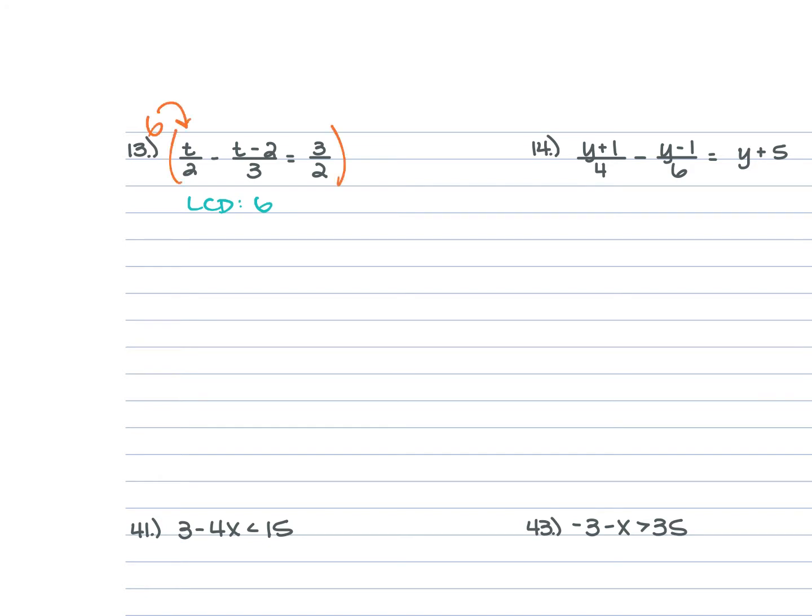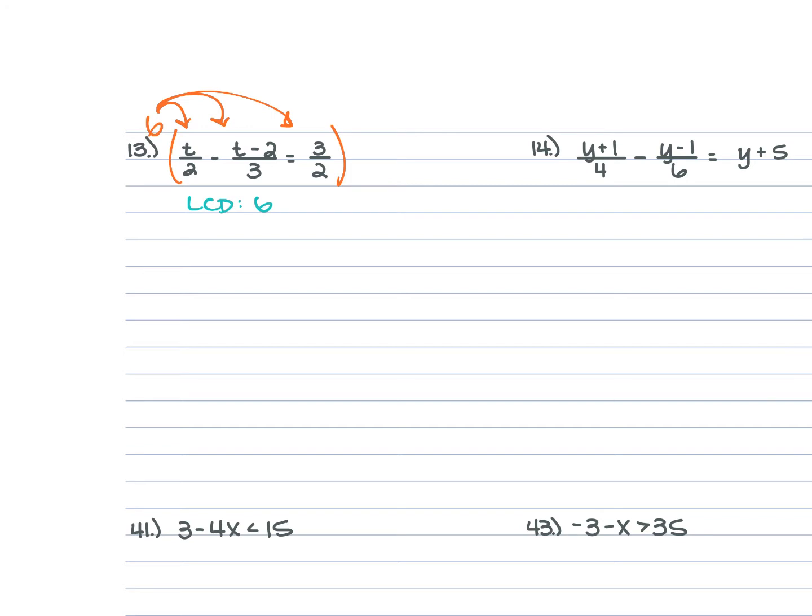So you're going to do 6 times t over 2, the 6 times the negative times t minus 2 over 3, and the 6 times 3 over 2. A question like this, you had one that was kind of similar to it on your quiz. The majority of you did not do well with this question on your quiz. And the reason why is because there is a negative in front of that second term within this equation. That negative has to be distributed into that second term.